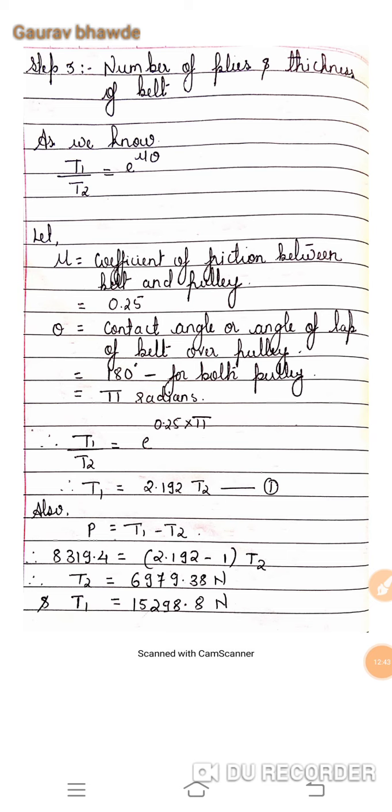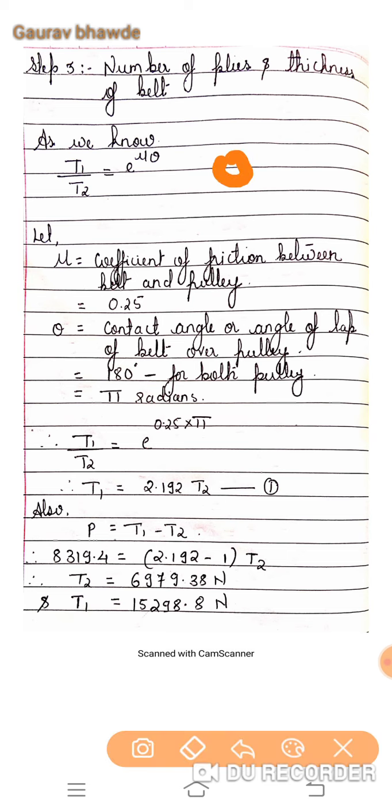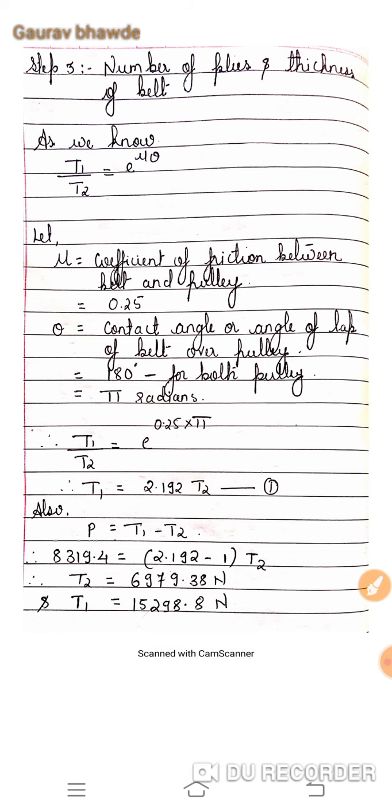Now step number 3, number of plies and thickness of belt. Here we know that there are two pulleys, that is tail pulley and head pulley, and likewise the belt is there. So by the tension ratio T1 by T2 is equal to e^(mu theta). In that, mu is equal to coefficient of friction between belt and pulley, which is 0.25. Theta is equal to contact angle or angle of lap of belt over pulley, which is 180 degree for both pulleys, which is equal to pi radian.